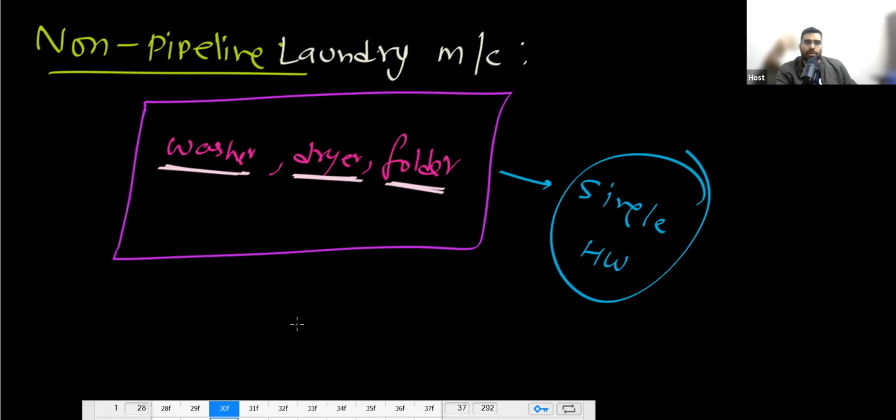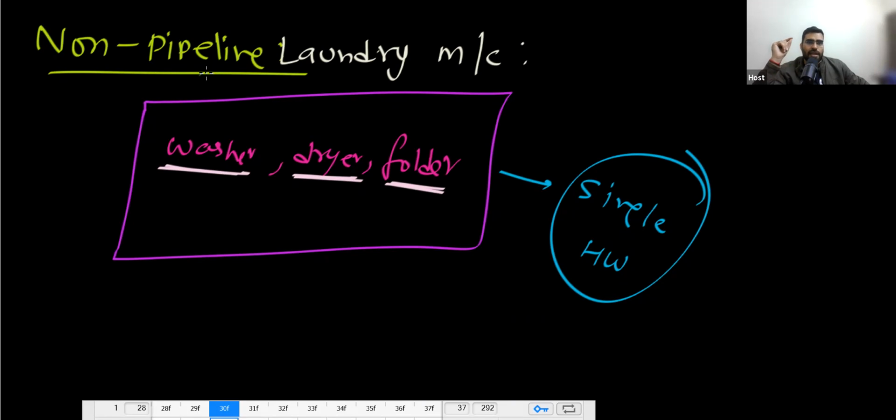In our house, maximum one or two laundry loads we will do in one day. So in your house, you have a single hardware. Please understand, this is important, because many students don't understand the difference between pipeline and non-pipeline clearly. I have seen there is one GATE question in which, even if you don't understand this difference, you can still solve that question, but you will not be satisfied. So please understand this difference.